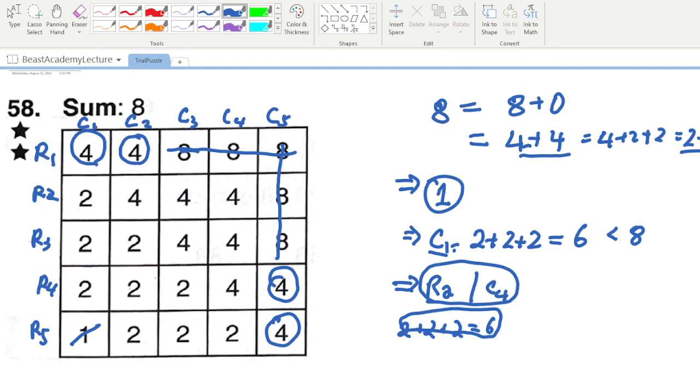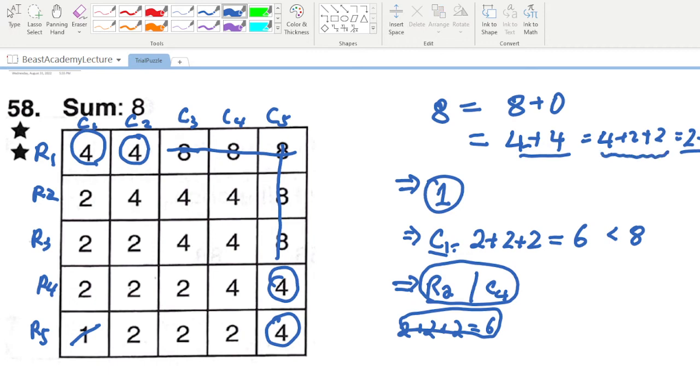Can anybody tell me what R2 and C4 are? Row 2. Yeah, row 2. We are working on row 2. Can you see what happens here? Row 2: 2, 4, 4, 4. 2, 4, 4, 4, 8. Take a look at how you can make 8.